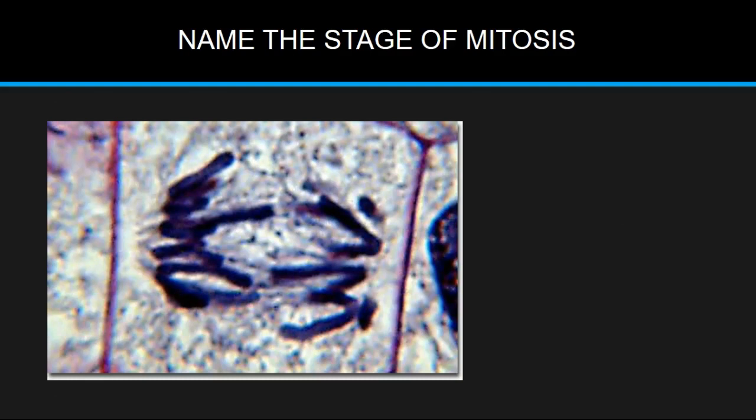And finally, in this cell you can see the chromosomes, or the chromatids, have separated, and they're being pulled towards opposite ends of the cell. They're being pulled away from each other. So that is anaphase.